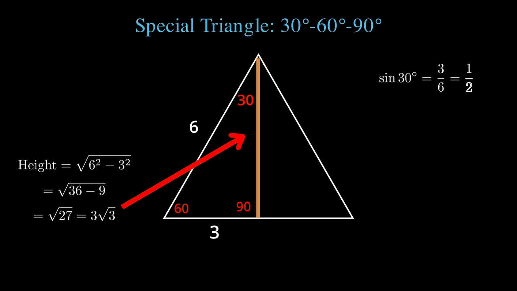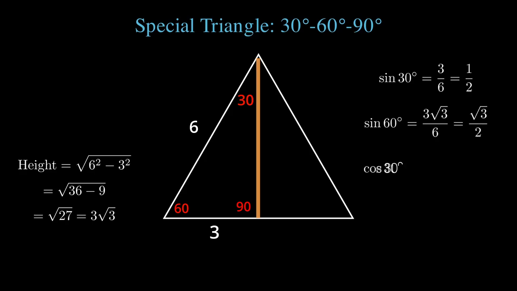Therefore, sine 30 is equal to 3 over 6, which equals a half. Sine 60 is meanwhile equal to root 3 over 2. Cos 30 is equal to root 3 over 2, and so on and so forth. And as you can see, similar to before, the length here doesn't matter because it always simplifies down. From here, it's clear then that the following values will always remain true.